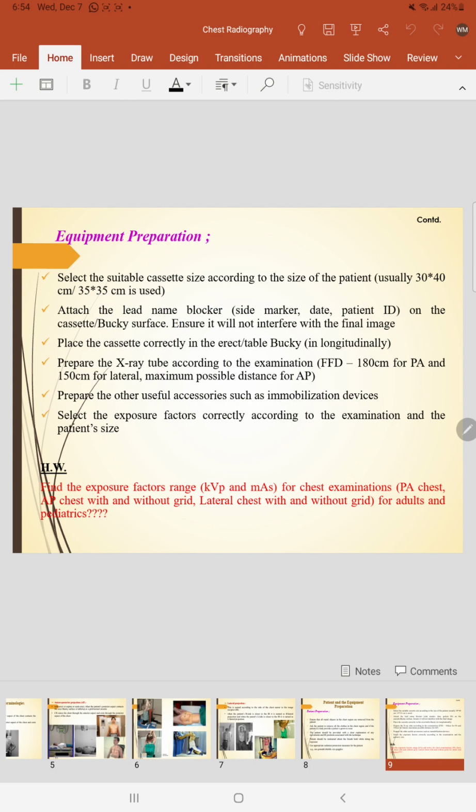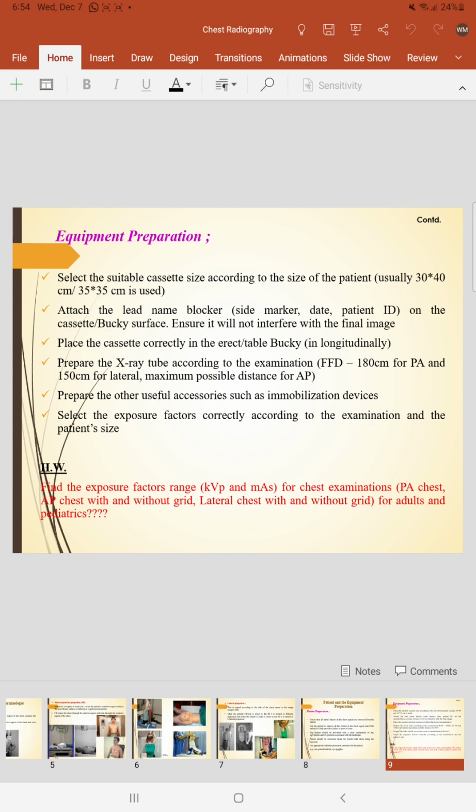Place the cassette correctly in the erect bucky or table bucky longitudinally. For the skull radiograph also, we insert the cassette longitudinally. For the chest radiograph also, we use it longitudinally.